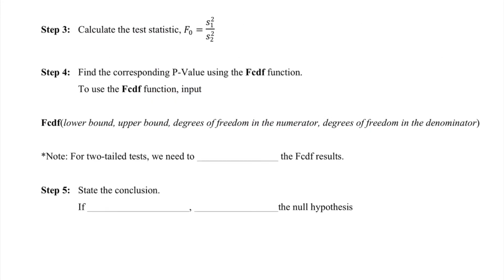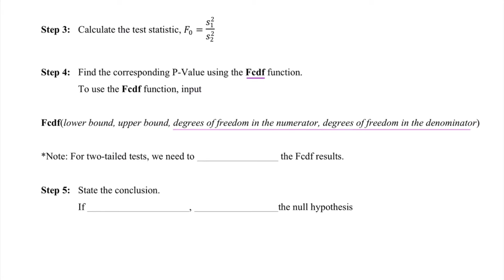Heading into the details of the test, we calculate the test statistic, which is F naught. And this of course being one of the happiest formulas that we have for a test statistic, since all we're doing is working with the sample variances. Once we have the test statistic, we need to find the corresponding p-value, but note this time we're using the FCDF function, as opposed to the normal CDF or the TCDF function. Remember, we're working with the F distribution, and our calculator has an FCDF function.